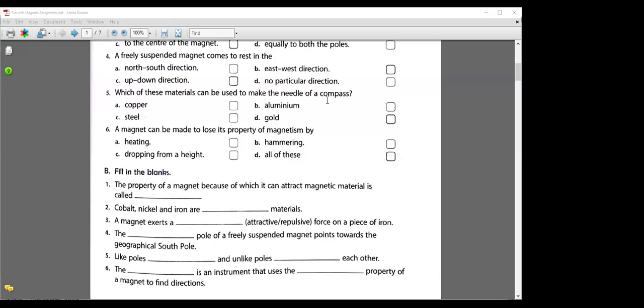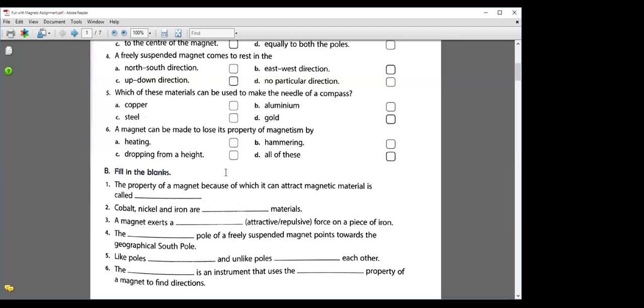Okay, so just hold on, it is a bit doubtful to me. I'll confirm it later on. Six, the magnet can be made to lose its property of magnetism by: all of these, dropping from a height. Correct.